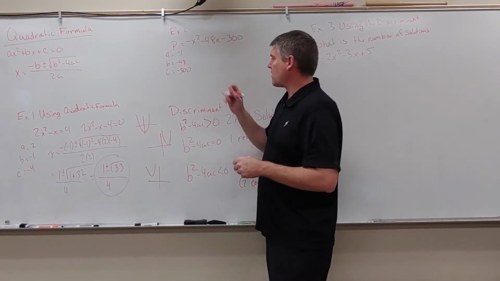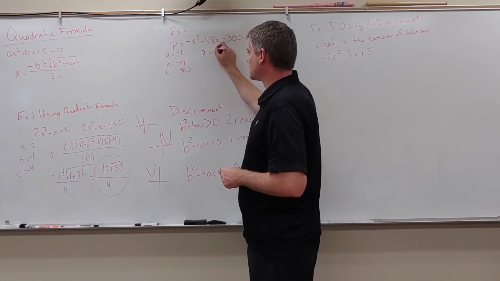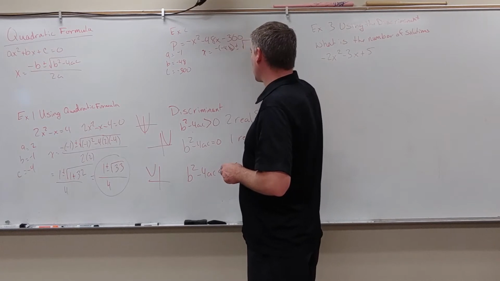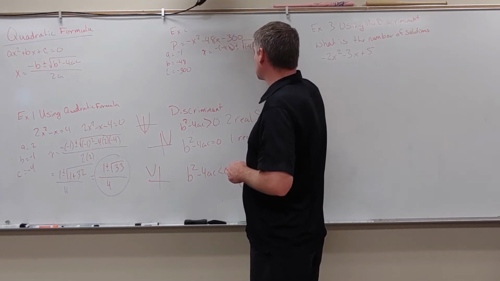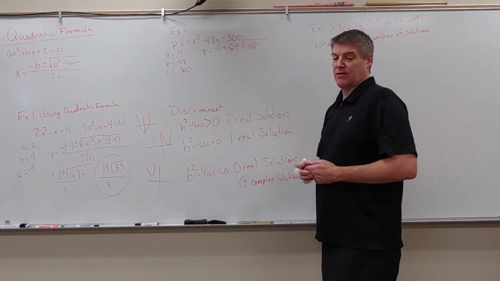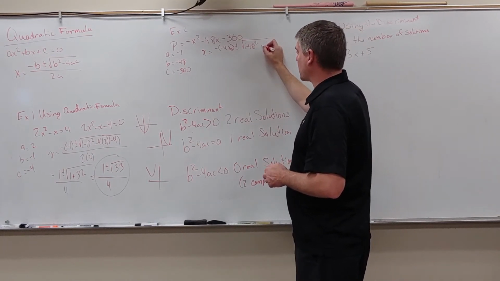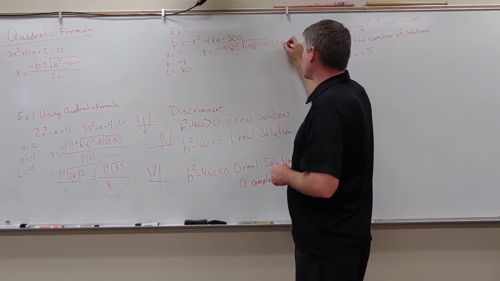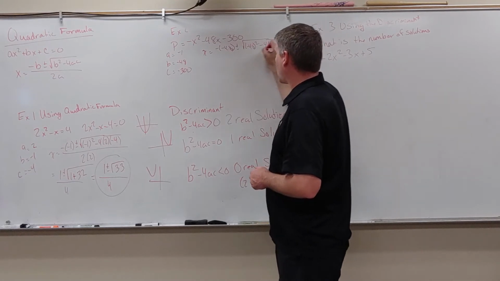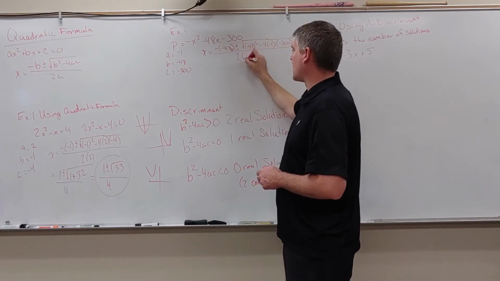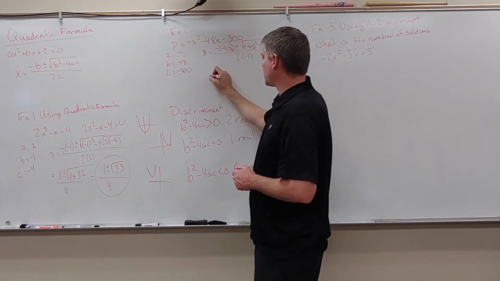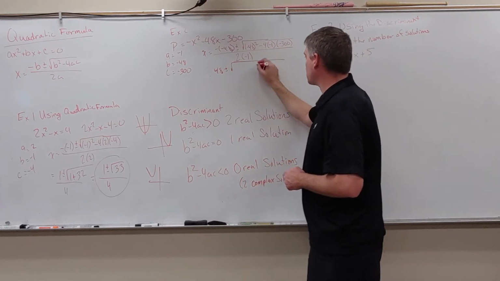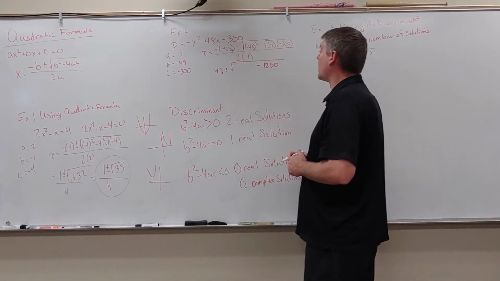Because if I look at my formula, I have x equals negative b, so negative 48, plus or minus the square root of negative 48 squared, right? I might not know what negative 48 squared is. That's okay. Minus 4 times negative 1 times negative 300 all over 2 times negative 1. So I end up with 48 plus or minus, well, this is going to be minus 1200 here.